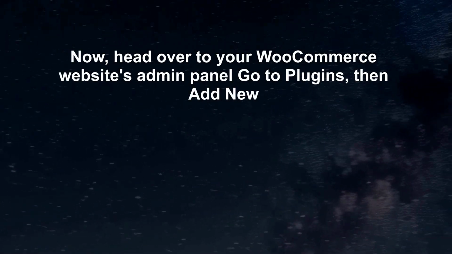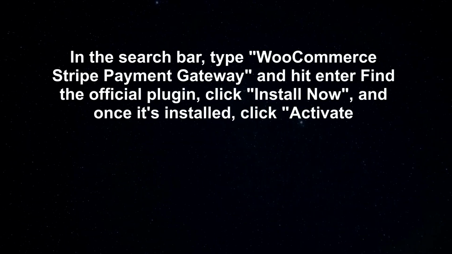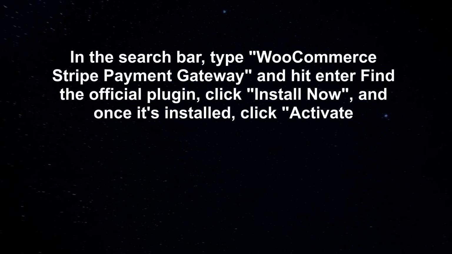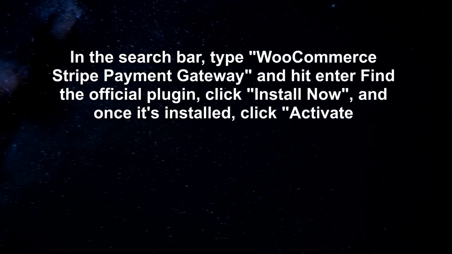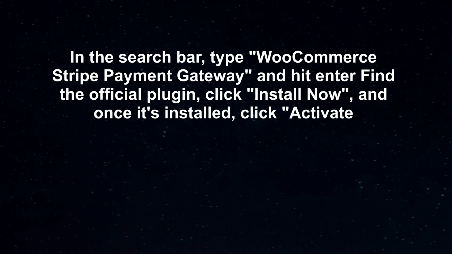Now head over to your WooCommerce website's admin panel, go to plugins, then add new. In the search bar, type WooCommerce Stripe Payment Gateway and hit enter. Find the official plugin, click install now. And once it's installed, click activate.